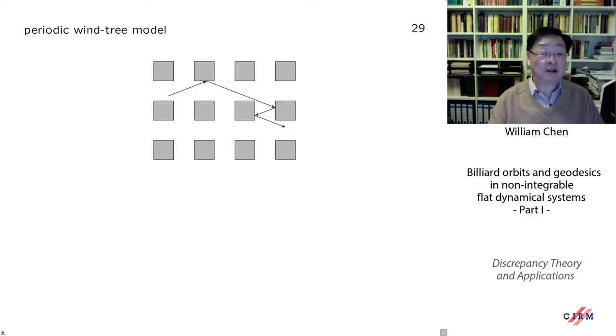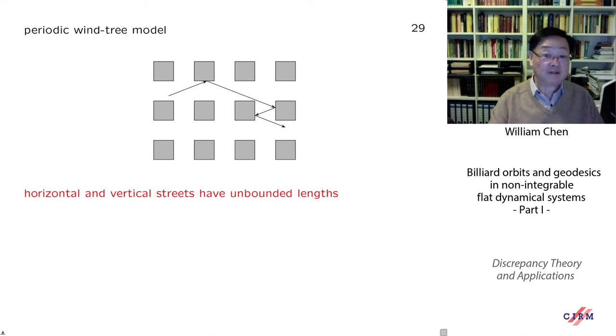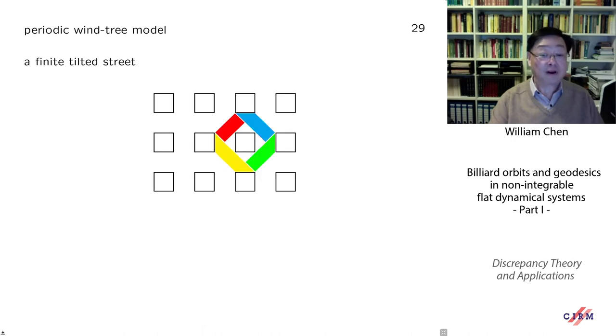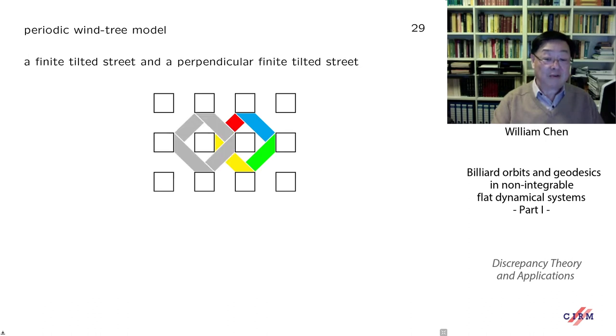Now, let us go back to the periodic wind tree model. If we look at this, it's quite clear that there are horizontal and vertical streets that have unbounded lengths. So we cannot use any of our results, except if we consider a tilted street. That seems a very different story. This is a tilted street, and this second gray one is another tilted street, which is perpendicular to the original tilted street. So we can actually think of a square maze if we look northeast-southwest and northwest-southeast, rather than east-west and north-south. In other words, we can use our result for the maze.